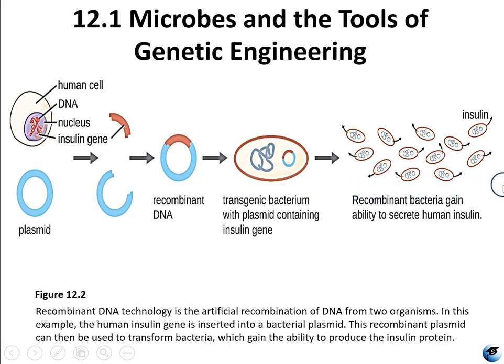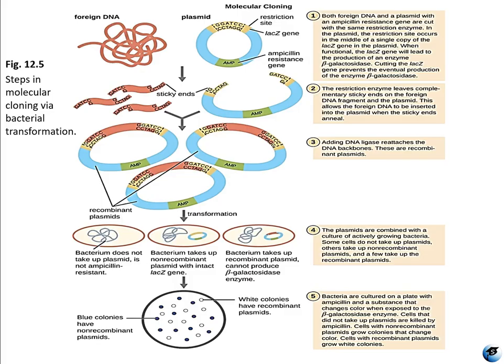This here is very near and dear to my heart because my daughter has type 1 diabetes, and she has to take synthetic insulin every day for the rest of her life. This recombinant DNA process is how they synthesize the insulin in the lab. It's just amazing that we can do this kind of stuff.